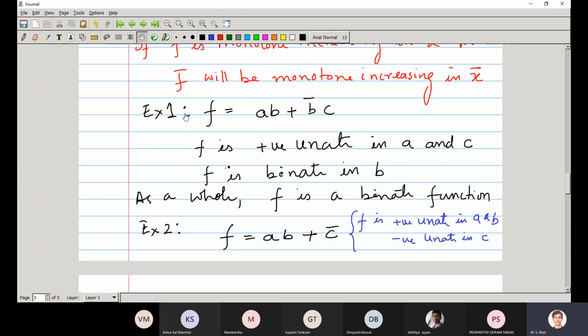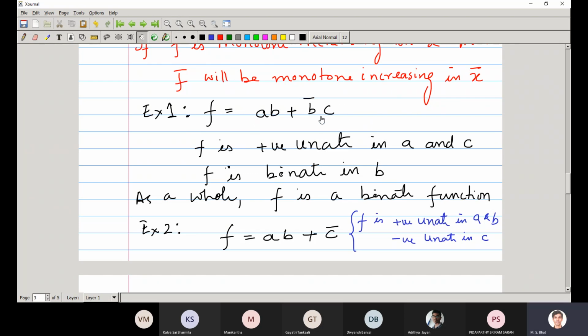Now quickly see this with an example. So F is positive unate in A and C. Why? Suppose B is 1, then B bar will be 0. So this term is 0. B is 1, this term becomes 0. Now, if A changes from 0 to 1, F also changes from 0 to 1. Therefore, F is monotonically increasing in A.